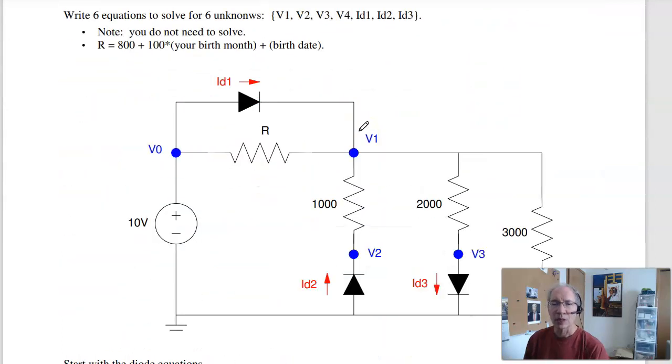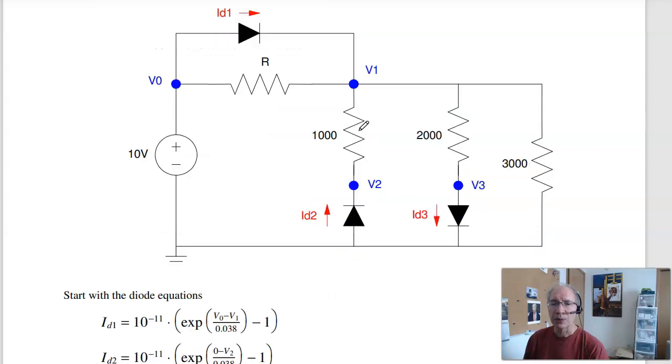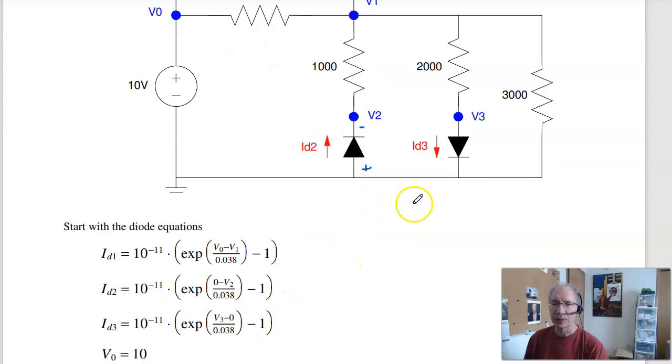On to problem 2. Problem 2 looks at writing n equations, n unknowns for the circuit. Don't solve, just give me the n nonlinear equations. For a diode, the voltage across the diode, the voltage anode to cathode, determines the current. So for the first diode, the voltage anode to cathode is V0 minus V1. The second diode, it's 0 minus V2. The third diode, V3 minus 0.